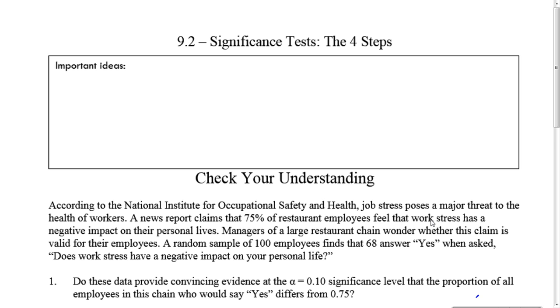So let's talk about the important ideas here. With significance testing, there are 4 steps, and that's actually big idea number 1. And actually, most of this is going to be big idea number 1. So we'll talk about that here in a second. 4 steps.